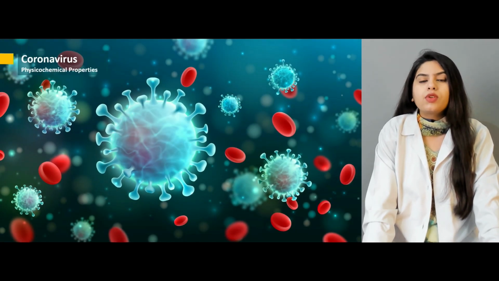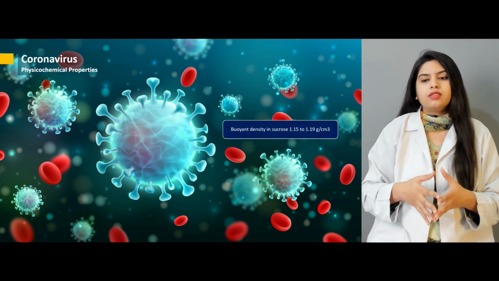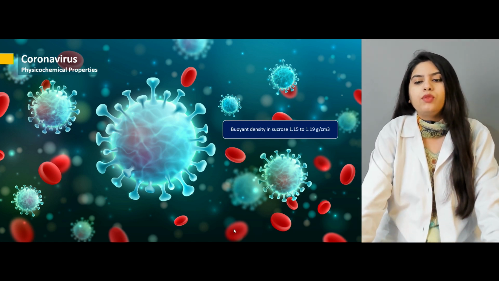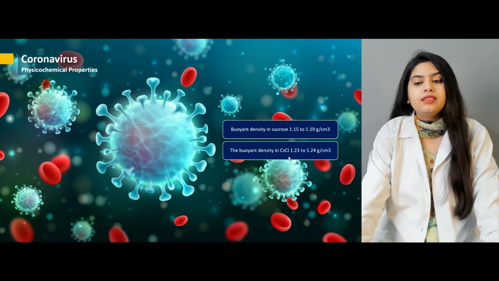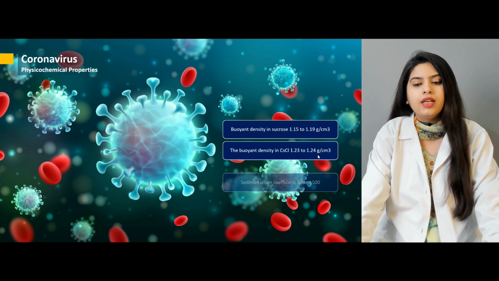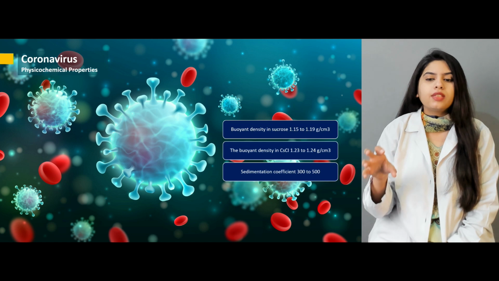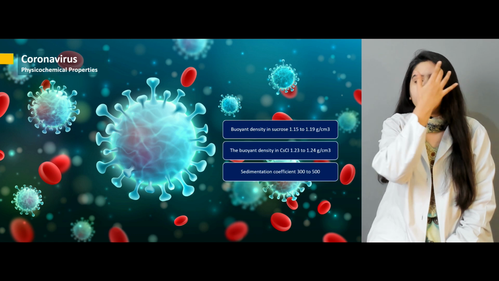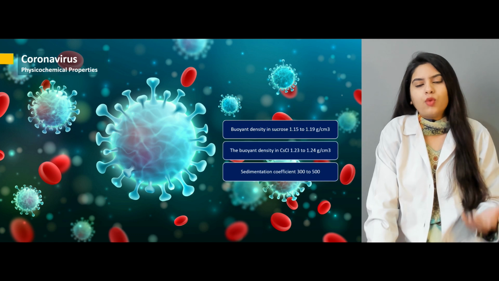Now, coming to their physicochemical properties, these viruses have a buoyant density, meaning their ability to float, in sucrose of 1.15 to 1.19 gram per cubic centimeter, and in CsCl of 1.23 to 1.24 gram per cubic centimeter. And the sedimentation coefficient is 300 to 500. These are some things that help in the testing of this virus, and in identifying the type of the virus in the blood and other body fluids.